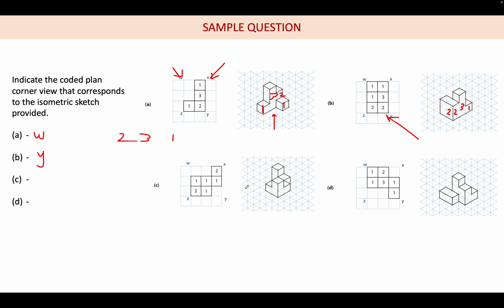So can anybody say for C? C is a little complex. So let me write. First, I have 2 over here. Then I have 1 on the left hand side and 1 on the right hand side. So there is a 2 on the back. I think I heard some answer. Z. Okay. Because of this only you are getting a 2 in the front as well as in the back. So this is Z. Okay.